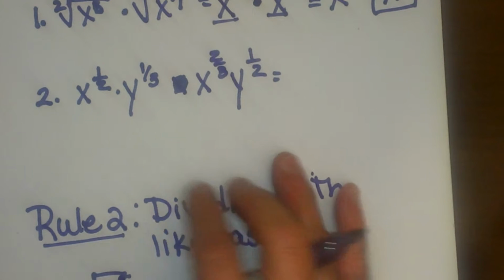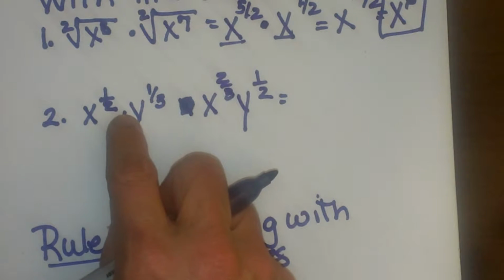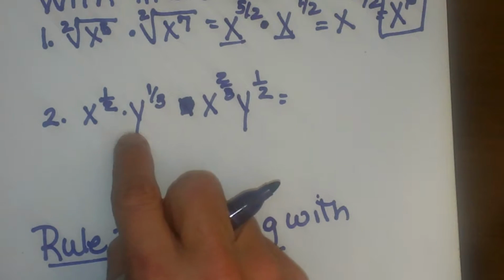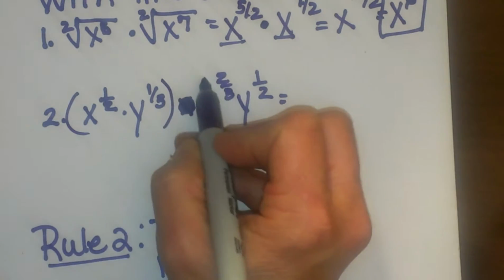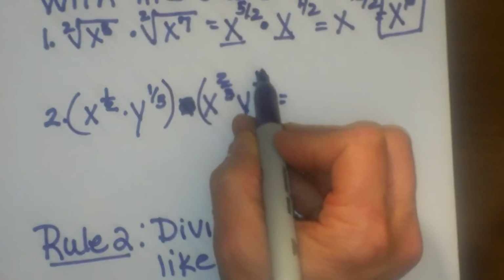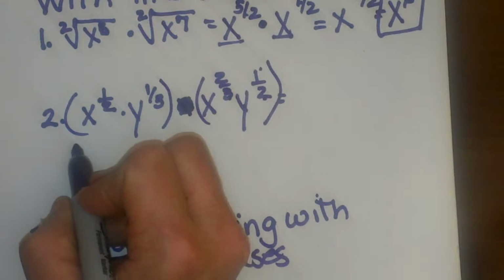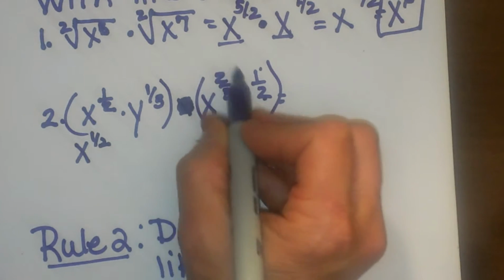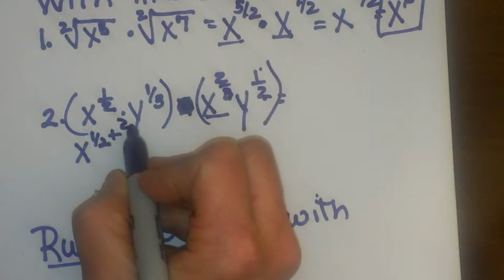Okay, this one's already written with our fractional exponents. So we have x to the 1/2, which is the same thing as a square root, y to the 1/3, which is a cube root, all times the next term, which is x to the 2/3, y to the 1/2. Okay, I'm going to group my variables together. So I'm going to take x to the 1/2, and I'm going to multiply it times this x to the 2/3. So remember, I'm going to add my exponents.